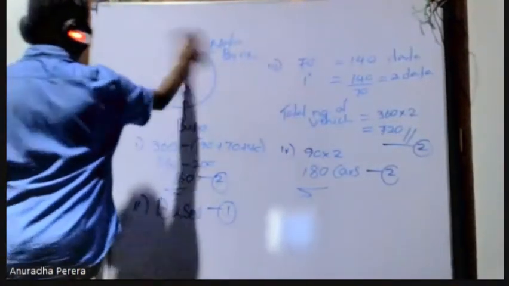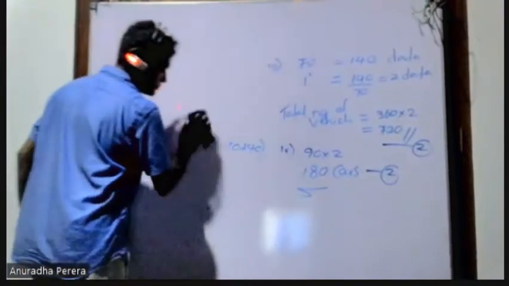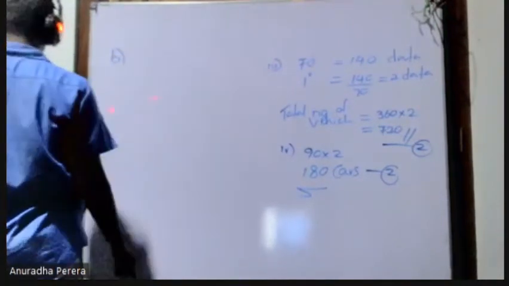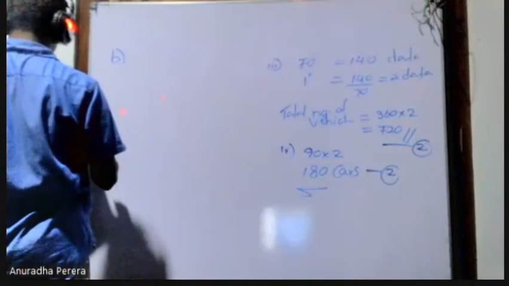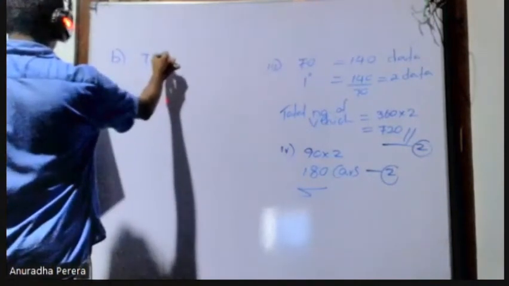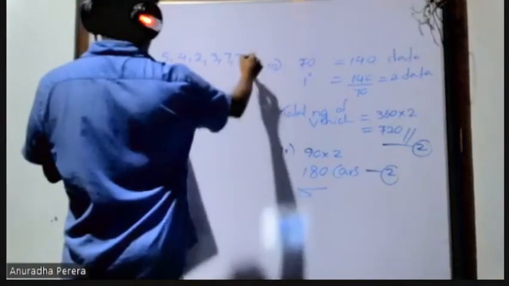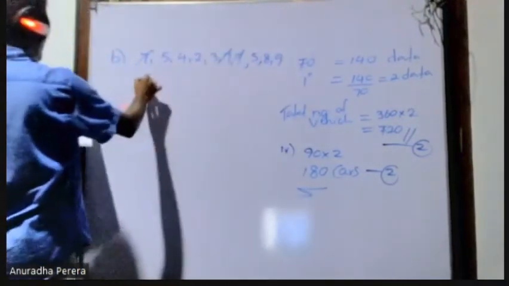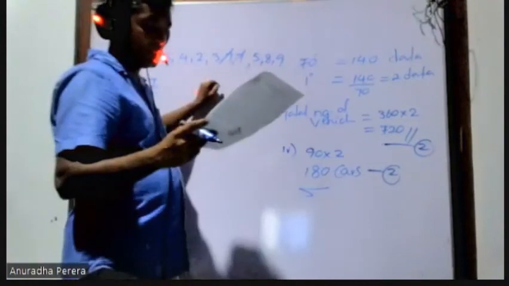Then part B. Given below are marks obtained by 10 students in an assignment. Find the mod. We need the mod. 7, 5, 4, 2, 3, 7, 7, 5, 8, 9. Yes, sir. Mod is 7. Most number of value because it is 7. 1 mark.